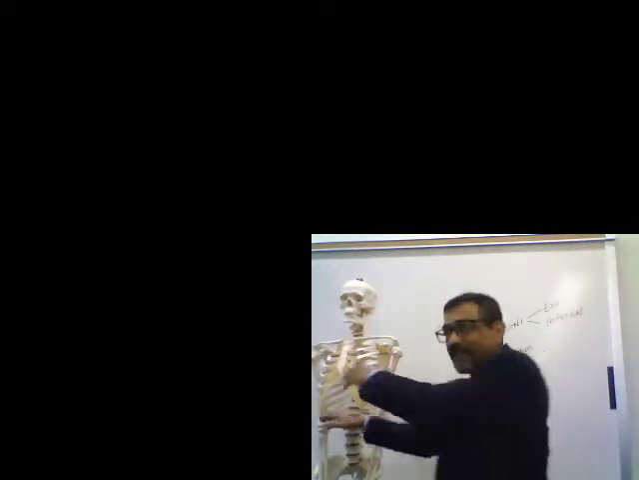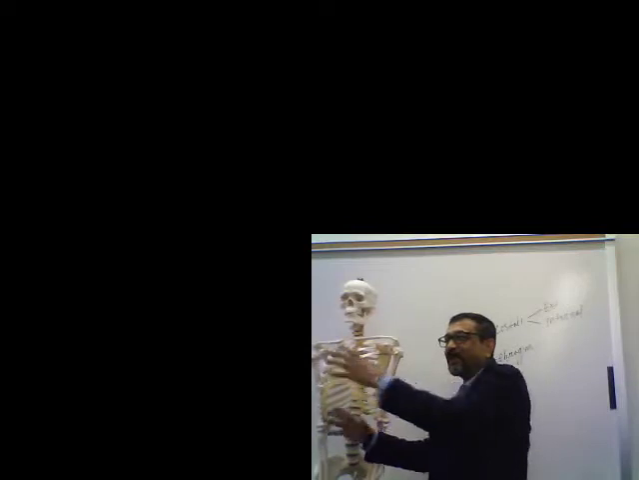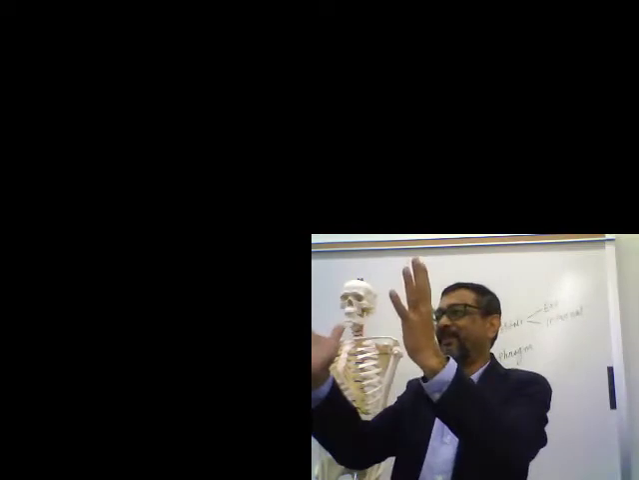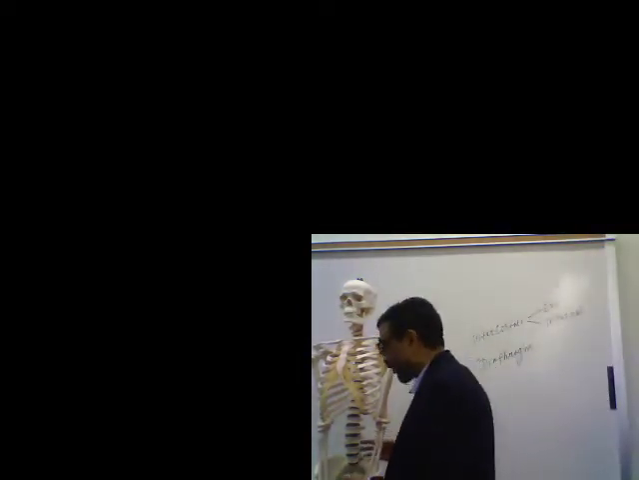So which one is active? Inspiration, because muscle contraction is needed, right? But recoiling doesn't need pressure. Just think of something elastic: when you pull, you need pressure to expand it. But if you leave it, it will recoil. It doesn't need to use pressure. So in exactly the same way, expiration occurs due to recoiling of the lung tissue.